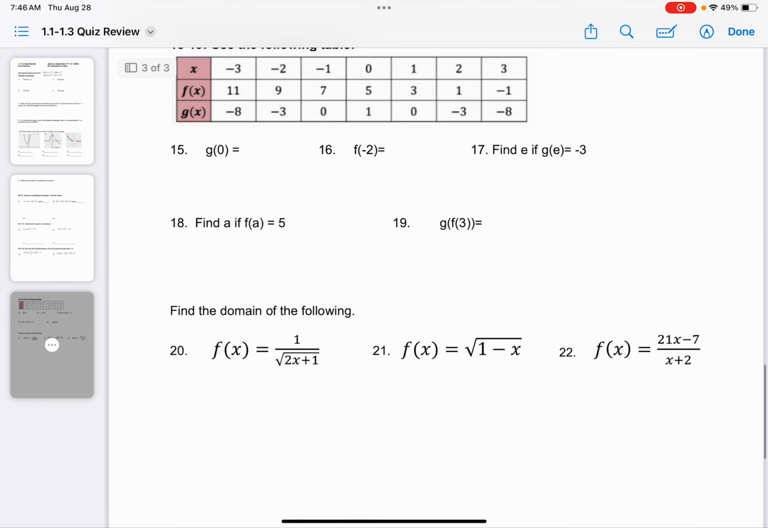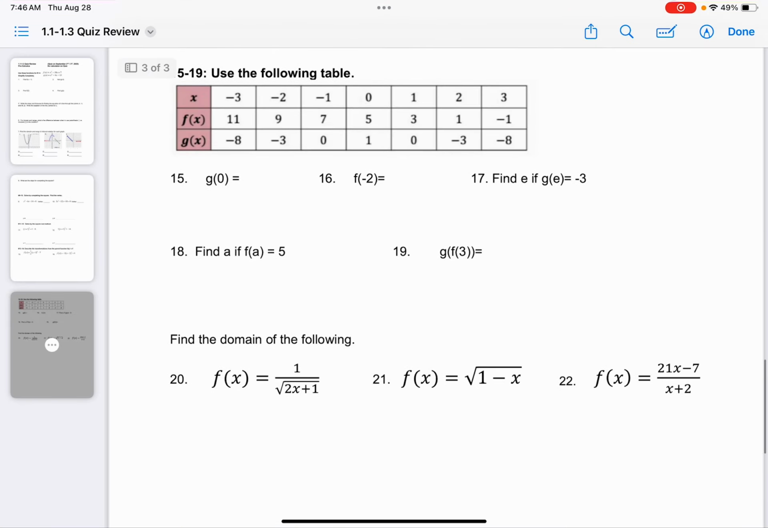I will be working on part 2 of the 1.1 through 1.3 quiz review. These questions were just recently added, so they won't be in part 1 of the review videos. So I'll be starting on number 15. I'll do all the way through the end, and then the other first 2 pages, 1 through 14, can be found in the video part 1.